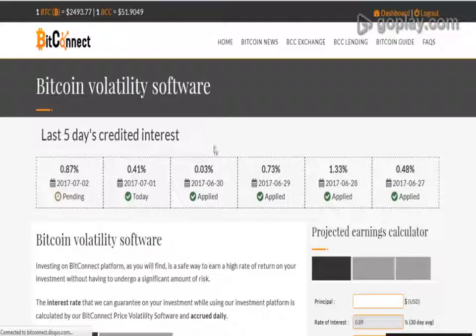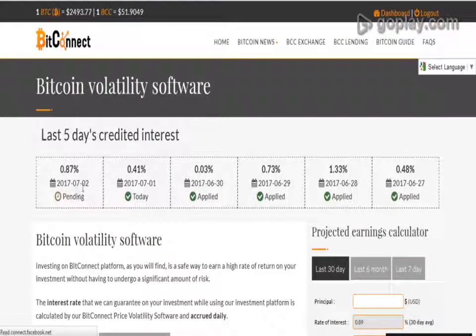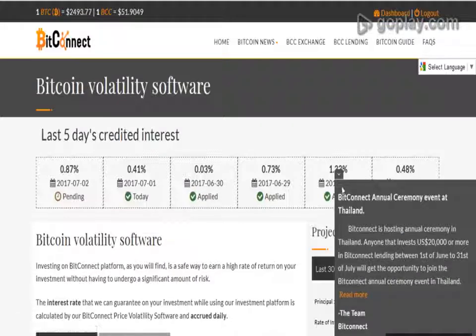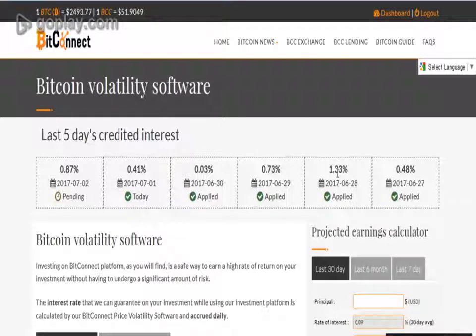Let me just see what the interest rate was. Here's the interest rate for the last 5 days, and then tomorrow's interest rate. So it moves around. It's a real investment. You've seen some of these fake investment plans that guarantee 1% or 2% every single day. Anytime you see something that's guaranteed an exact interest rate or an exact payout, that's just unrealistic. You have no idea what the market's going to do from one day to the next.